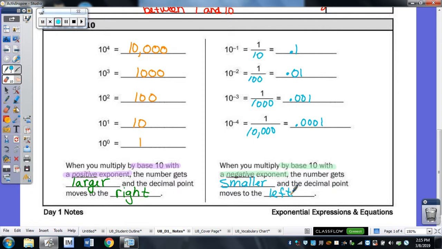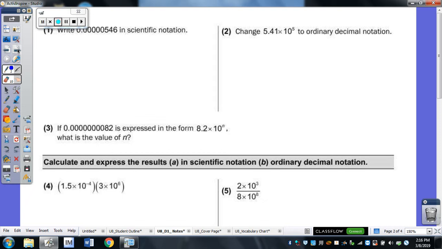All right, so we're going to do some practice problems using our scientific notation. So number 1, we're going to write that decimal in scientific notation. So we want the decimal to end up right there in between the 5 and the 4. You don't want the decimal to be here because that's a number less than 1. And you don't want the decimal to be here because then that's greater than 10. It has to be in between 1 and 10. So that's why we want the decimal to be right there.